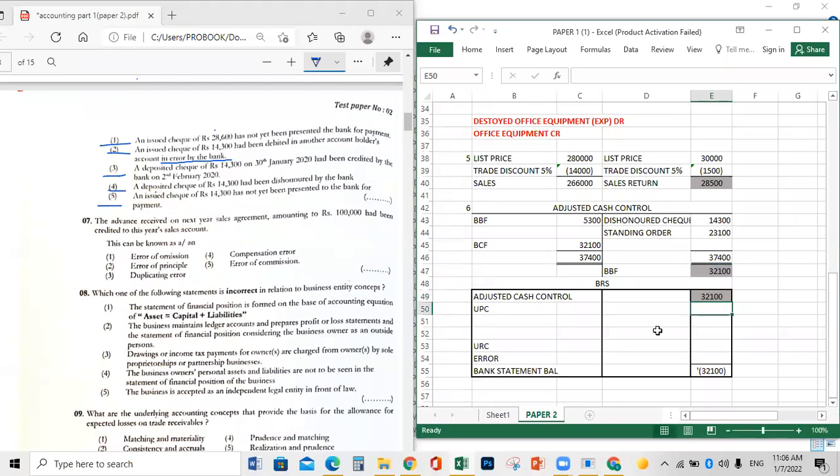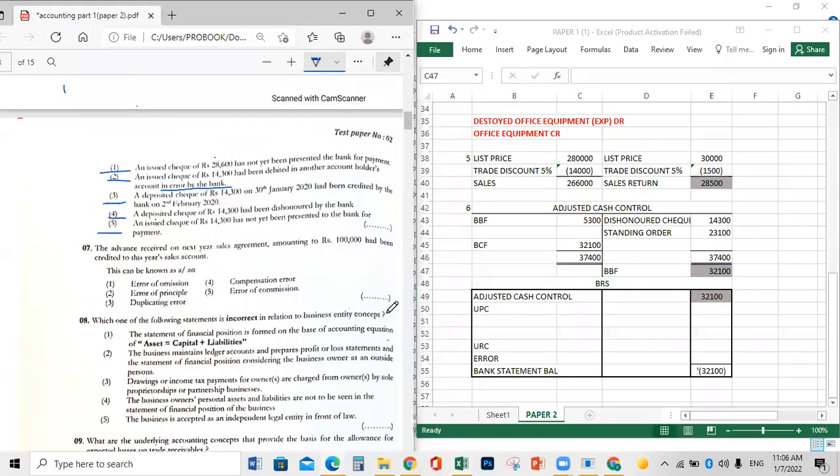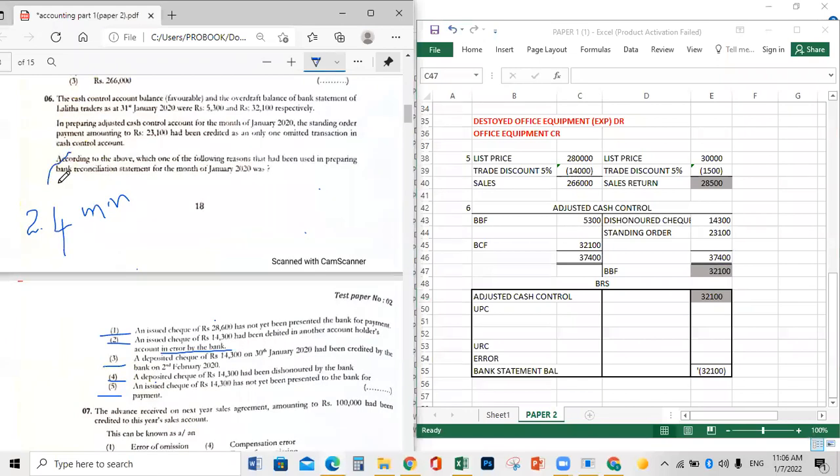But still you're getting the answer, right? Wait a minute. Guys, are you all getting the answer? Just check and tell me. But I think they told you only the bank reconciliation, no?